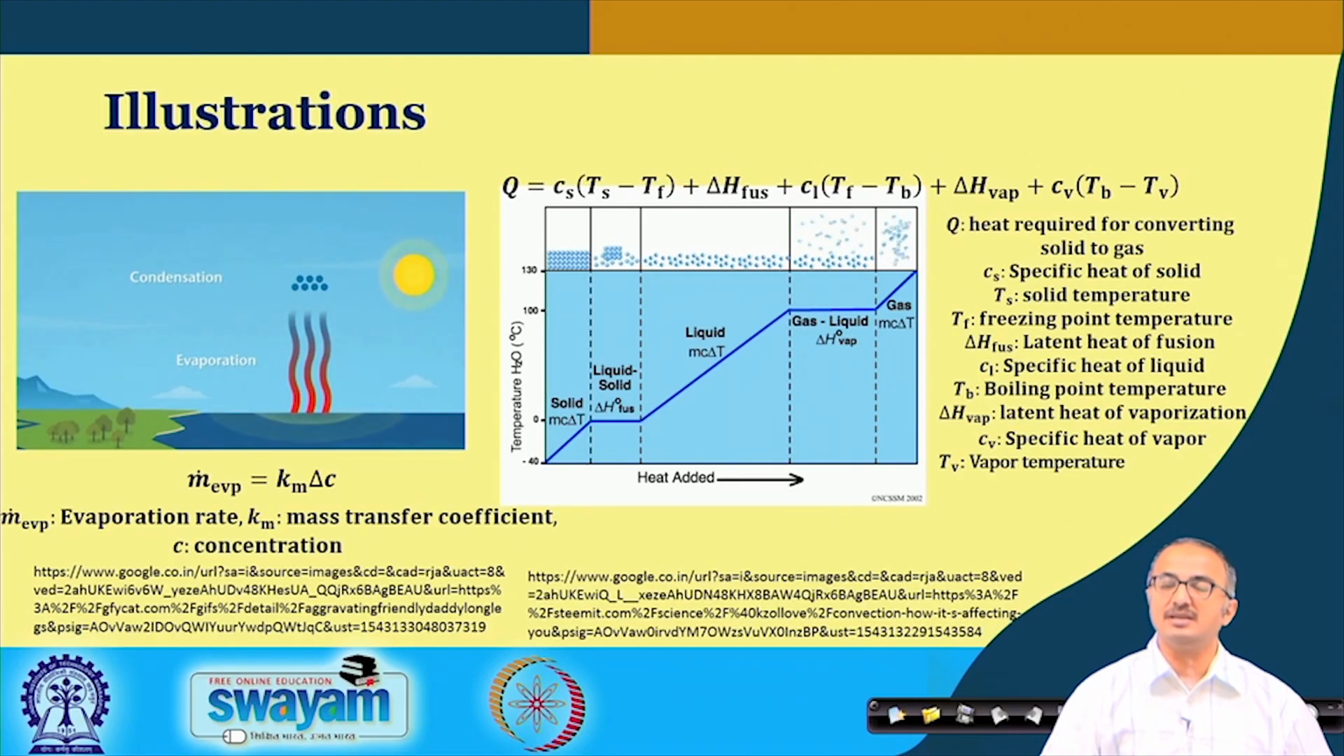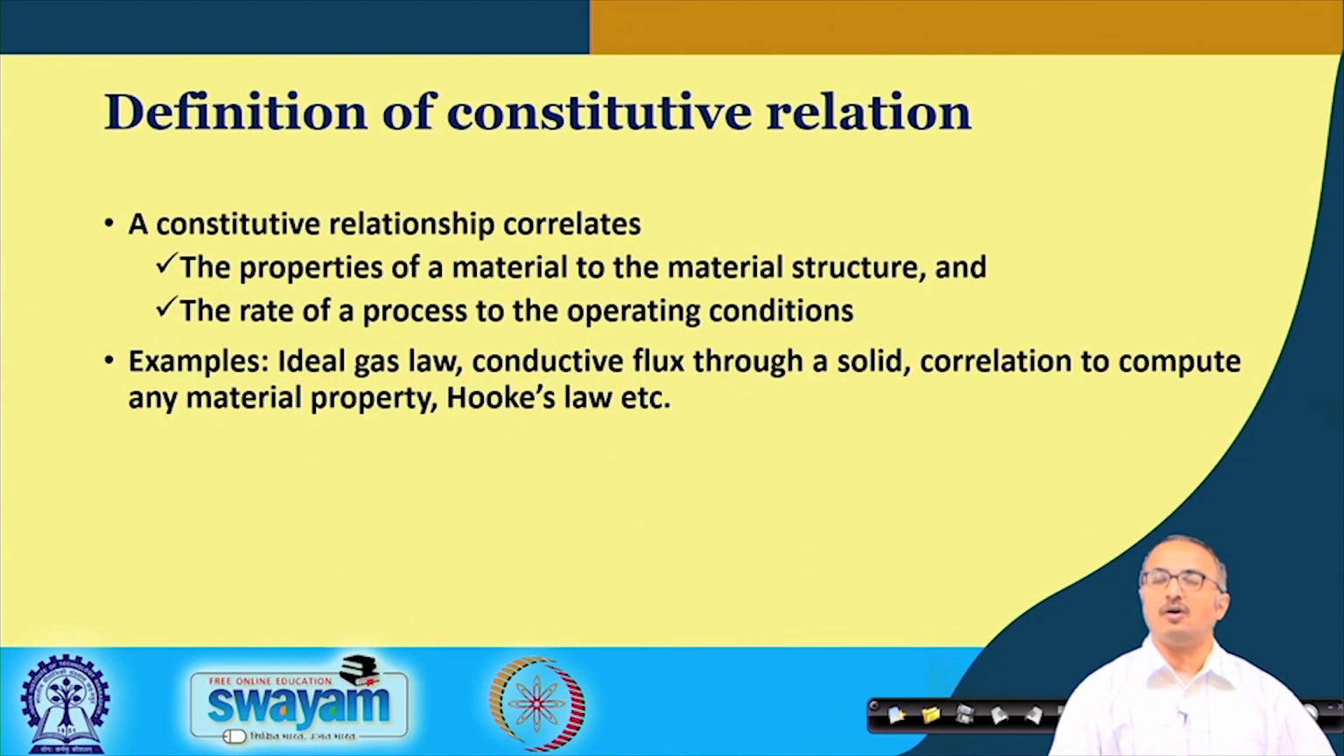Okay? Now, all these things you see that we need some properties, and where do we get them from? All these properties are obtained generally from the experimental data and through some correlations, and sometimes for some simple systems, for some gases, theoretical expressions are also derived to determine these properties. Now, all these things lead us to what we call the constitutive relation. And what are these relations? These relations are correlating the properties of a material to the material structure, or they give the rate of the process under the operating conditions.